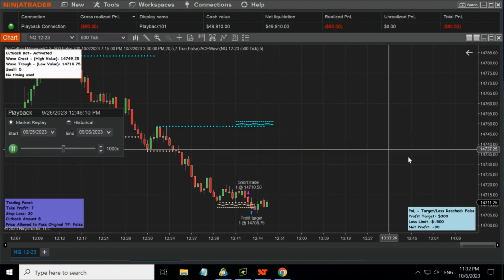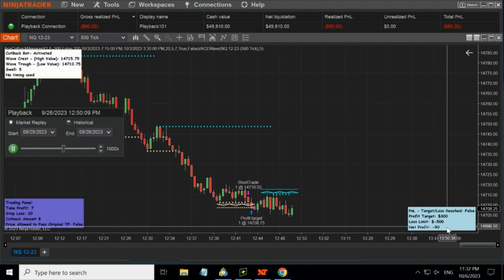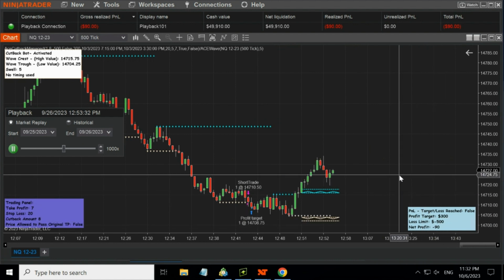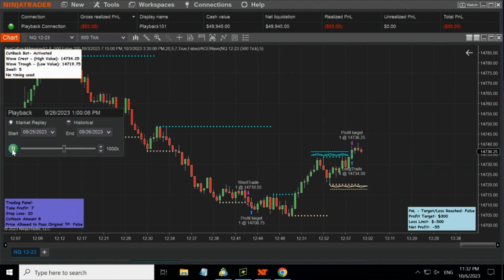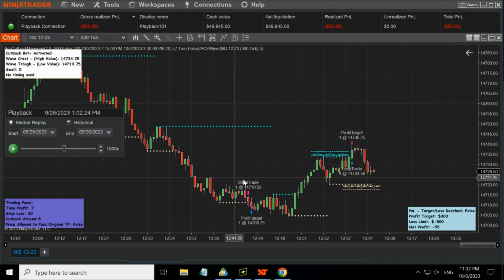There we go. So I've made back $310. I've hit my profit target. There's another one. I've definitely hit my profit target now. So you can see if I didn't take those initial trades on the day, I would have hit my profit target from 9:30 to not even 12:30. So it would have taken me 3 hours, and I could have taken my $300 and turned off the bot.